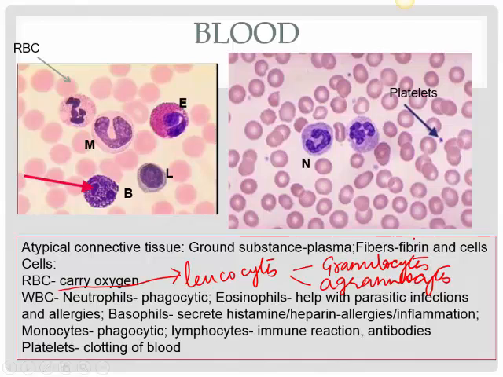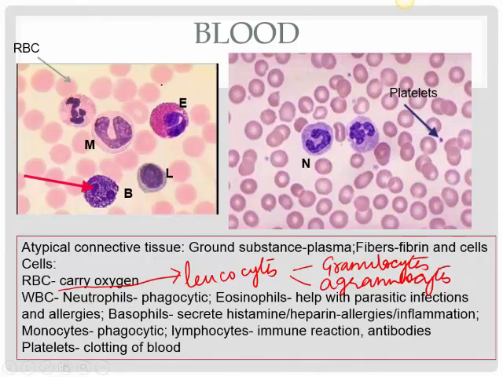The granules are present in the cytoplasm. So granulocytes have granules in the cytoplasm. Agranulocytes do not have granules in the cytoplasm. So let's take a look at the picture.